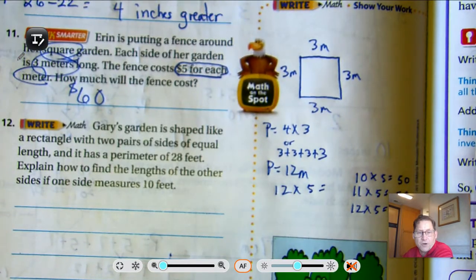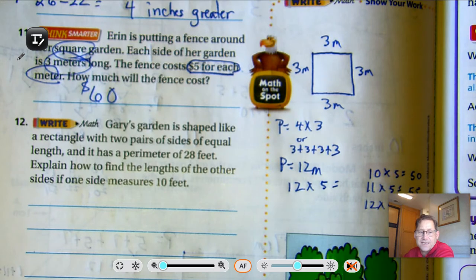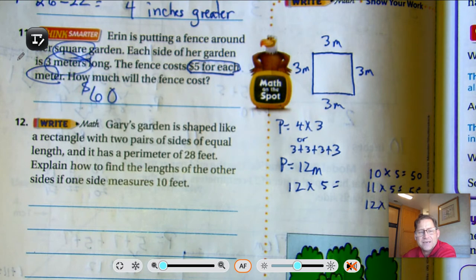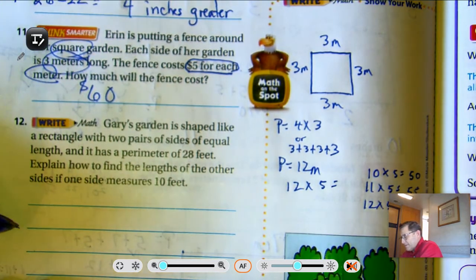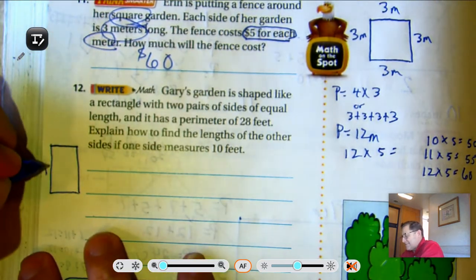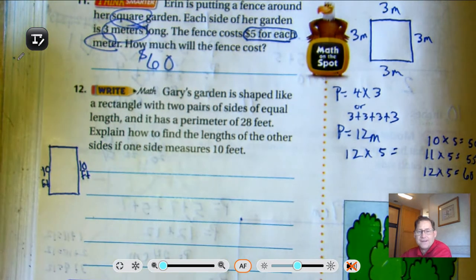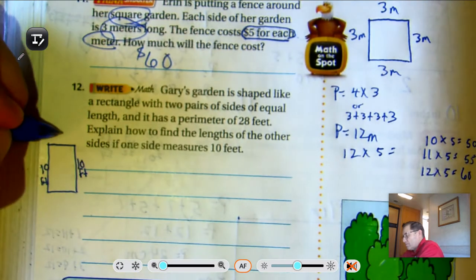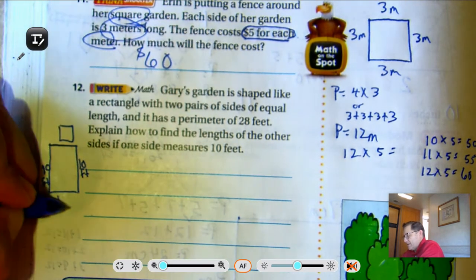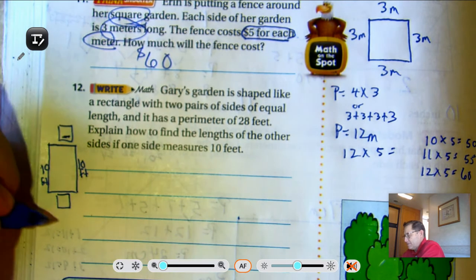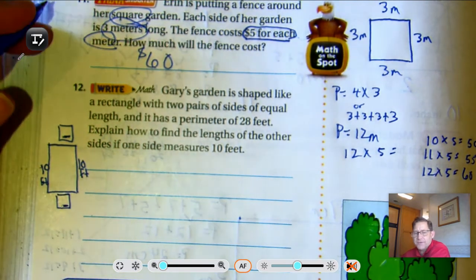Number 12. Gary's garden is shaped like a rectangle with 2 pairs of sides of equal length, and it has a perimeter of 28 feet. Explain how to find the lengths of the other sides if one side measures 10 feet. All right, so let's draw the rectangle. So let's call this 10 feet, and its opposite side is 10 feet, right? So I'm going to put a box here and a box here to indicate I don't know what that measurement is.